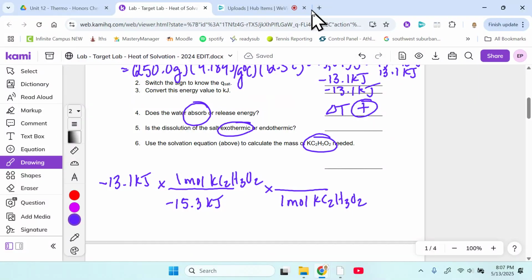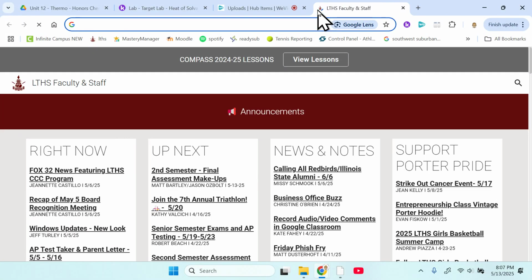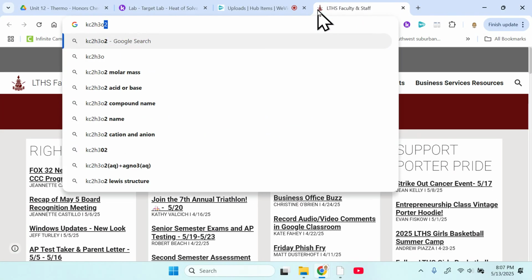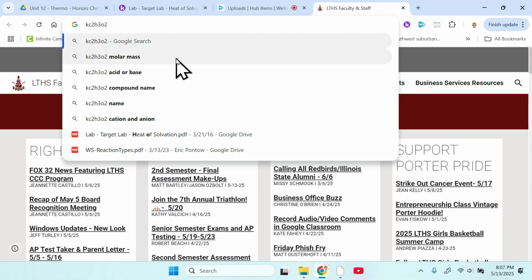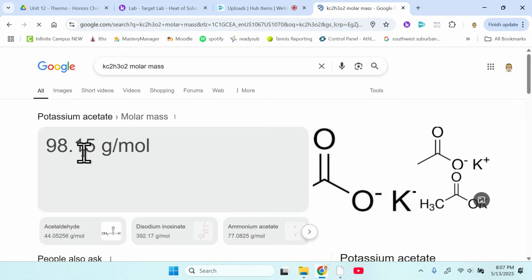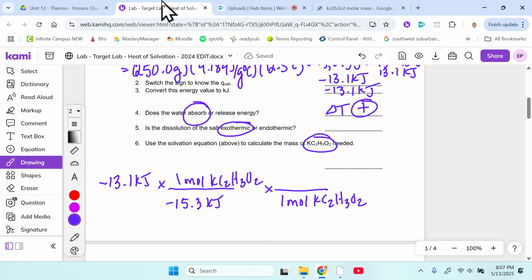And so I'm going to cheat here real quick and look up KC2H3O2 just to make things go a little bit more quickly. And we'll note that potassium acetate is 98.15 grams per mole. You would want to confirm that by adding up all of your molar masses. Okay, let's do the multiplication and division.